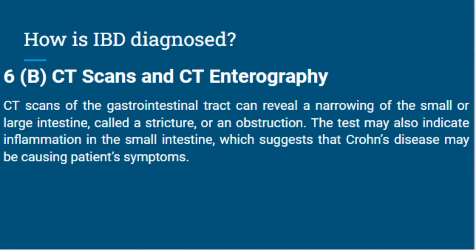6b. CT scans and CT enterography. CT scans of the gastrointestinal tract can reveal a narrowing of the small or large intestine, called a stricture, or an obstruction. The test may also indicate inflammation in the small intestine, which suggests that Crohn's disease may be causing patients' symptoms.